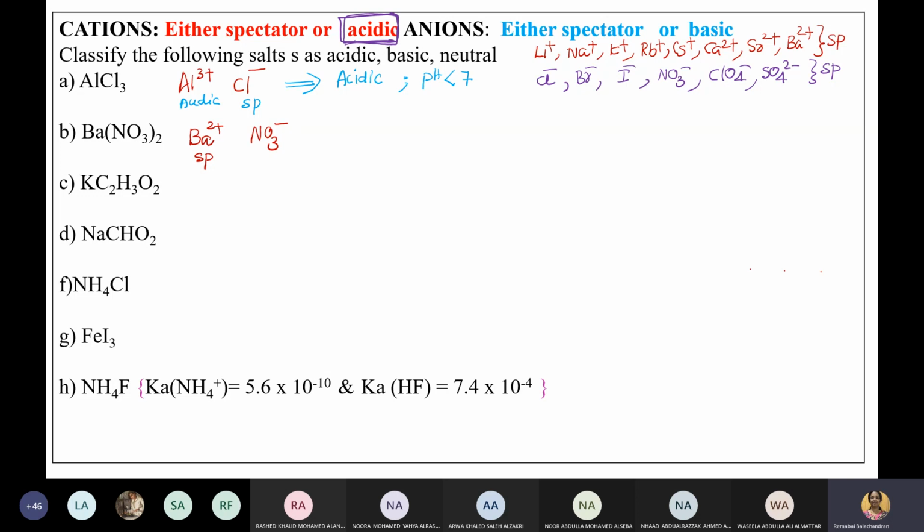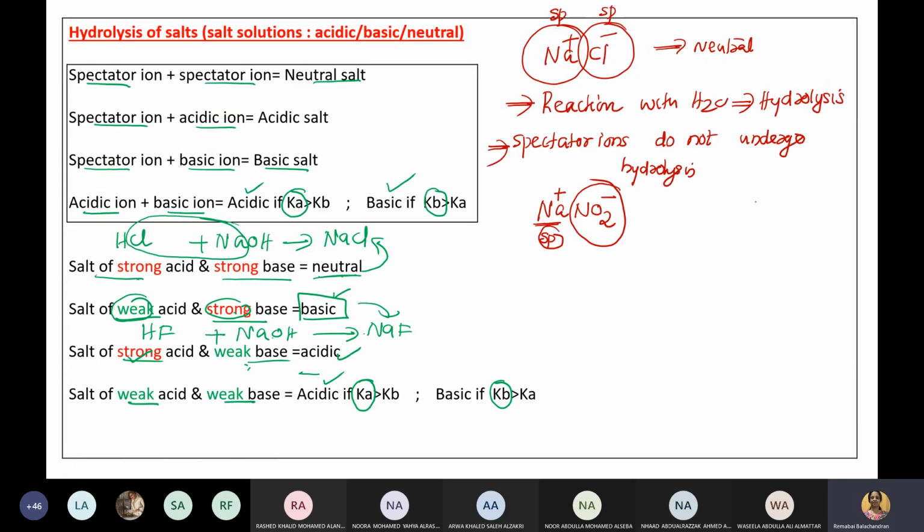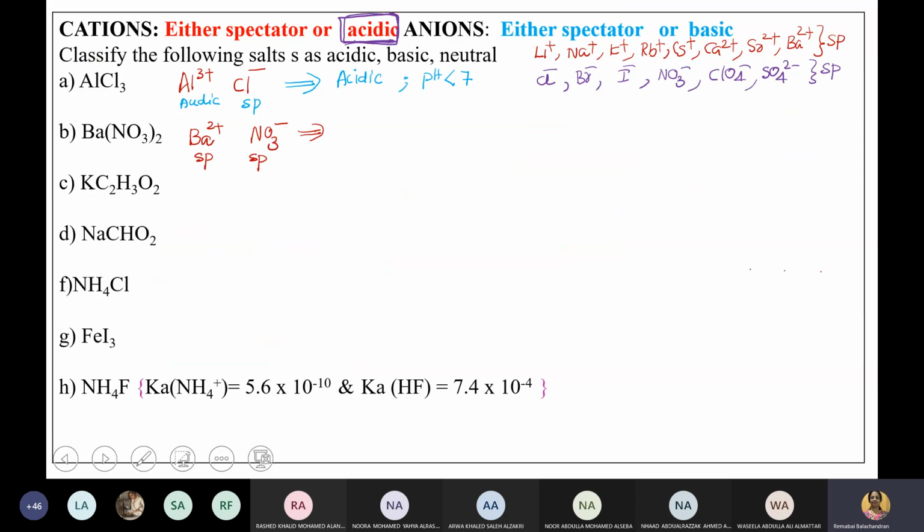NO3 minus. Spectator or not? Spectator. Spectator plus spectator is neutral. Okay. So it is neutral. What about the pH? pH is 7.